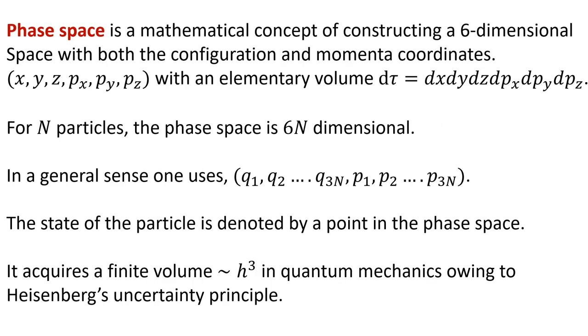Now, what is phase space? Phase space is a mathematical concept of constructing a six dimensional space which incorporates both the configuration and the momenta coordinates, which means that a single particle will have six coordinates, and these six coordinates are x, y, z and px, py, pz. Now the elementary volume is a six dimensional quantity, which is dx, dy, dz, dpx, dpy, dpz.